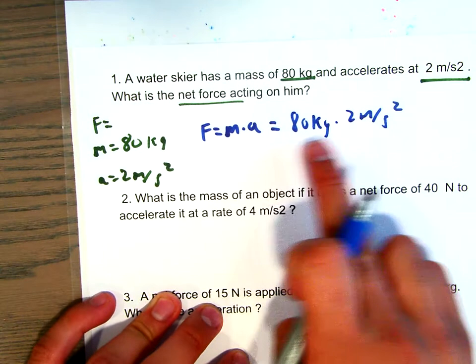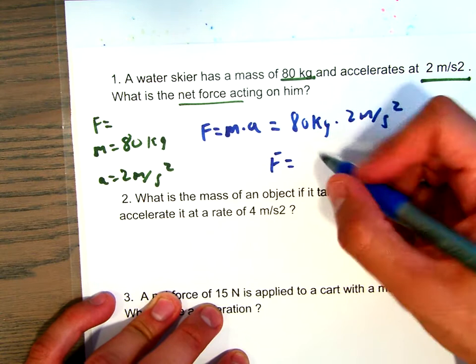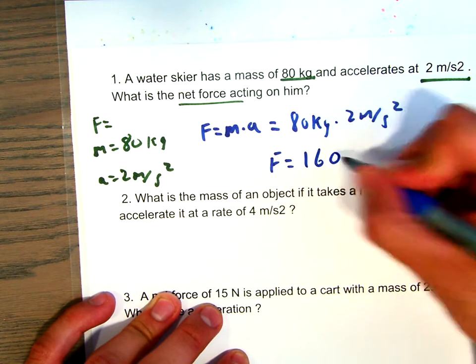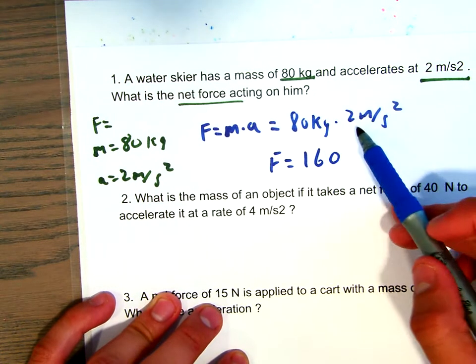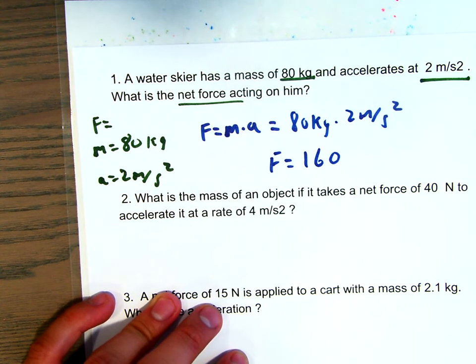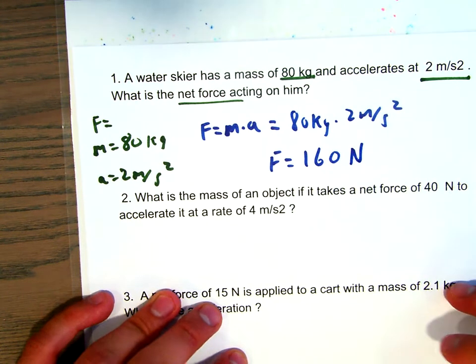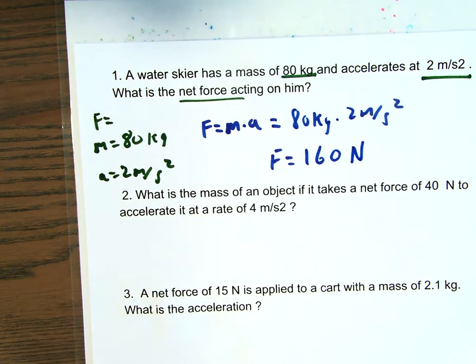So if we multiply the numbers, 2 times 80 gives us 160. What are our units? Well, kilogram times meters per second squared gives us our units for force. We don't have to know why it is, but our units for force are going to be newtons. Those are our units for force. Okay, and that's it. You just kind of plug and solve. So let's look at another one here.